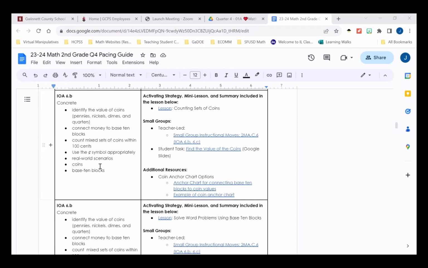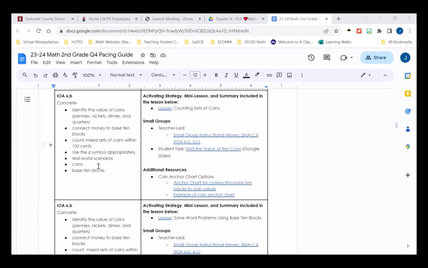After finding the value and determining combinations of coins, we will move to 6C and 2E to solve 1- and 2-step word problems involving dollar bills or coins using the dollar and cent symbols appropriately for a suggested 12 days. This was done to allow students to not only continue to work with 1- and 2-step word problems, but also to give students more experience with the various problem types and equations to represent the problem.